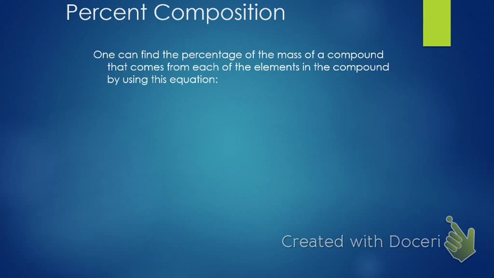Next, we're going to try and do something called percent composition. This is where you find the percentage of the mass of a compound that comes from each of the elements in the compound. The equation is: percentage of that element is the number of atoms times the atomic weight divided by the formula or molecular weight. And since it's a percent, we want to multiply it by 100. So let's go ahead and just do an example.